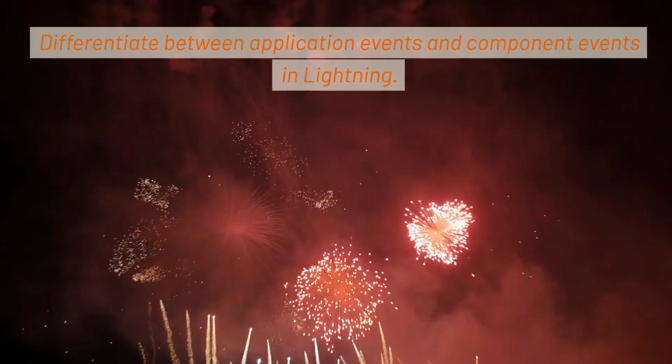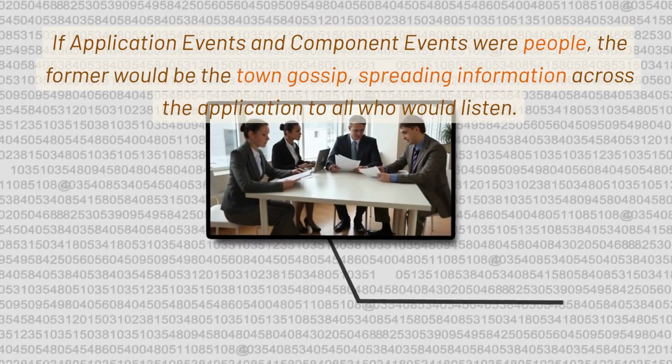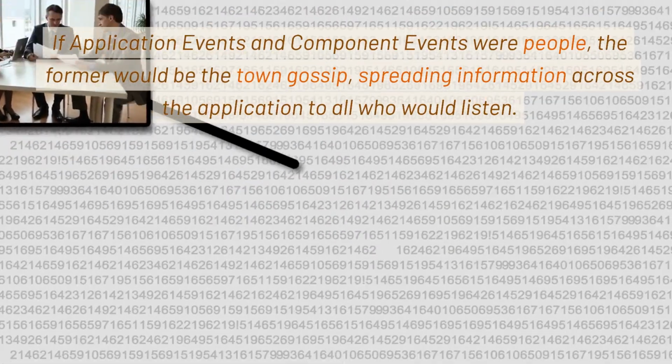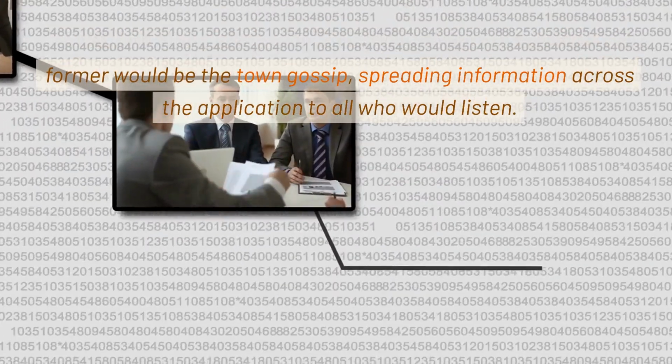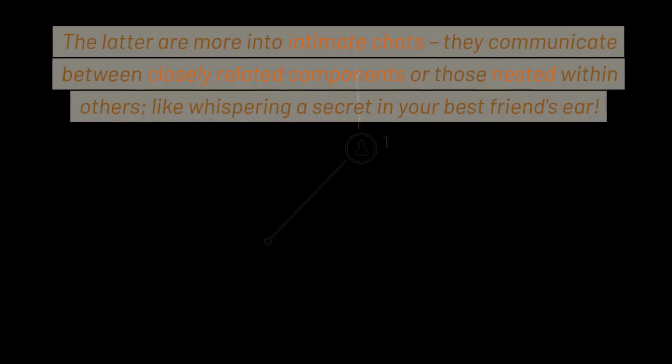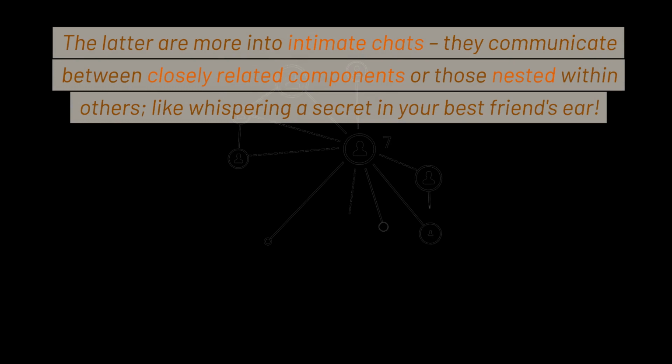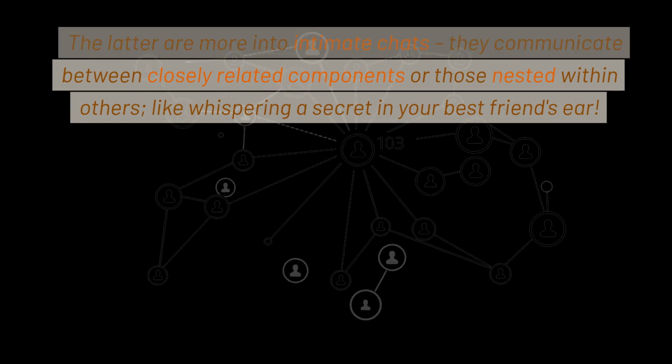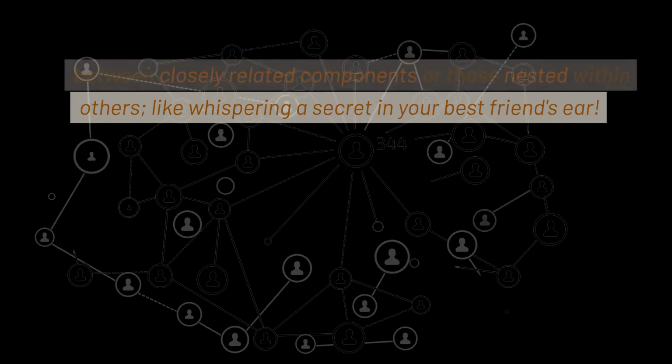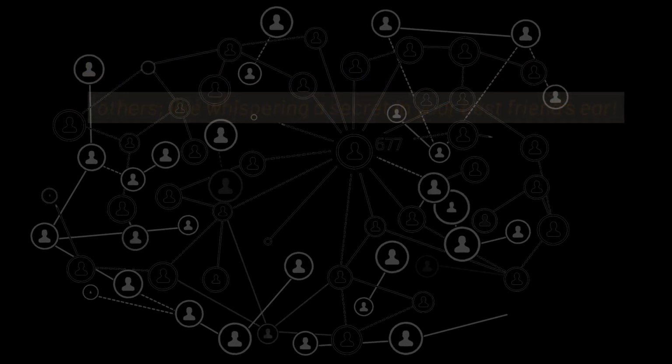Differentiate between application events and component events in Lightning. If application events and component events were people, the former would be the town gossip, spreading information across the application to all who would listen. The latter are more into intimate chats. They communicate between closely related components or those nested within others, like whispering a secret in your best friend's ear.